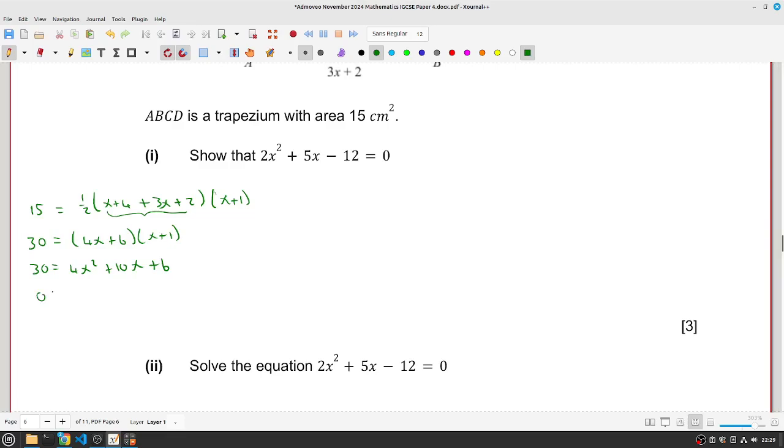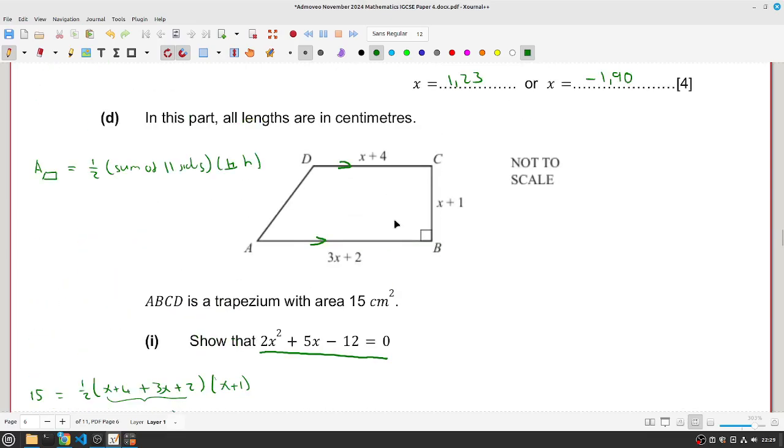And now, let's take everything to one side equal to 0. So 4x squared plus 10x plus 6 minus 30, so that's going to be minus 24. And now we can still divide everything by 2, just to simplify it a bit. So 0 equals, 0 divided by 2 remains 0. Remember to also divide the left-hand side. It just remains 0 because 0 divided by 2 is still 0. If we divide this by 2, we get 2x squared. Next term by 2, we get 5x. And the next term by 2, we get negative 12. And that is exactly what they wanted. Boom. Success.